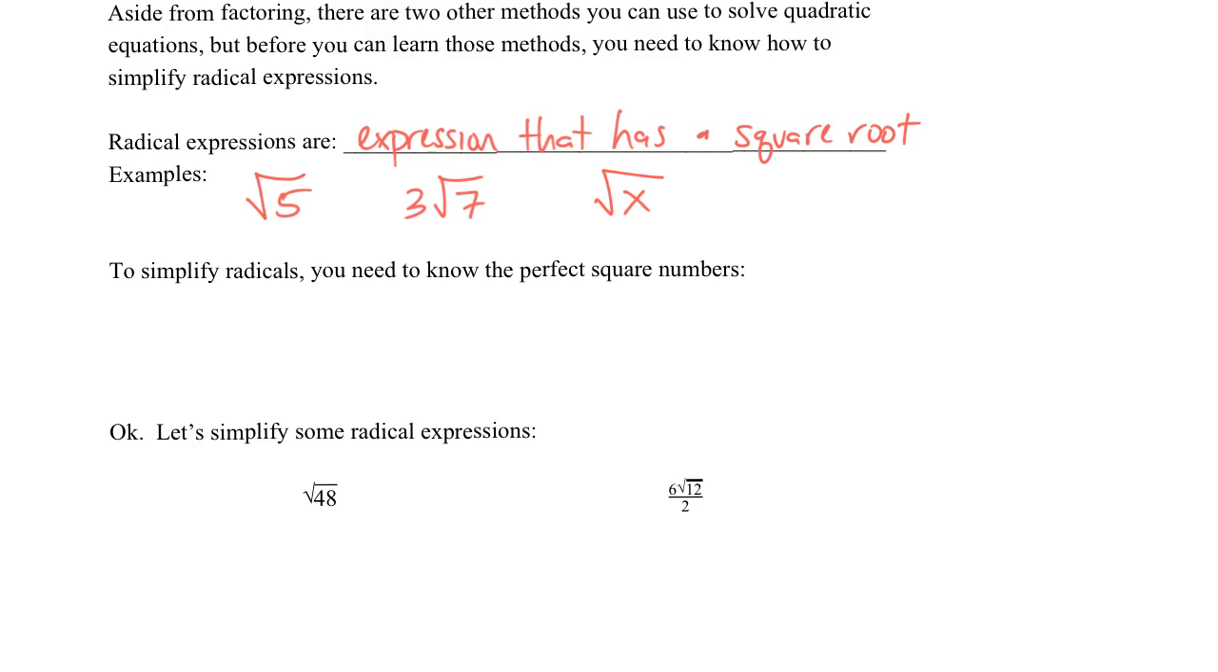Now, in order for us to learn how to simplify radicals, you must know what your perfect square numbers are. The perfect square numbers are the ones that if you took the square root, you would get a whole number. So let's make a list. 1 times 1 is 1, so 1 is a perfect square. 4 is a perfect square because its square root is 2. 9 is a perfect square because its square root is 3. So on and so forth.